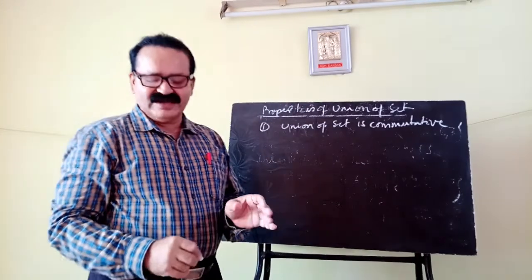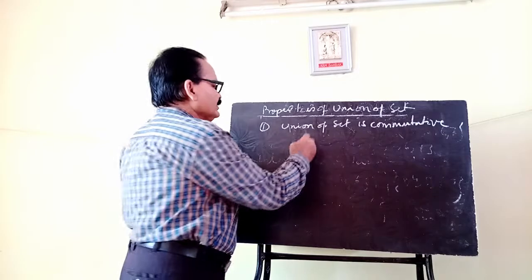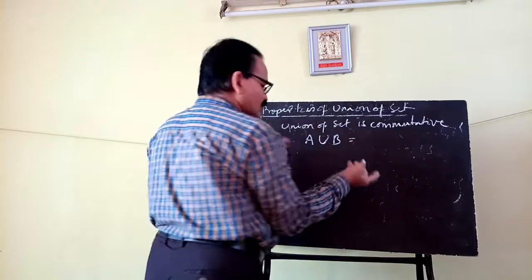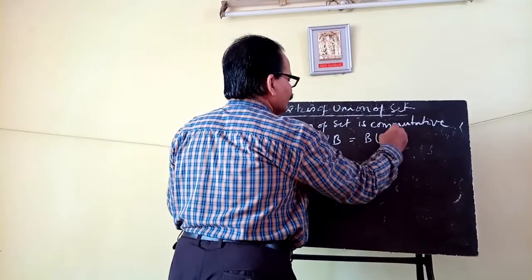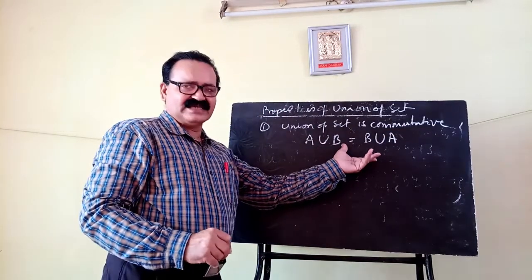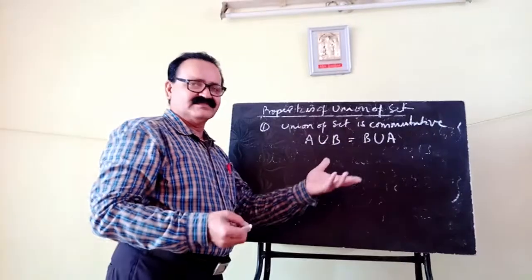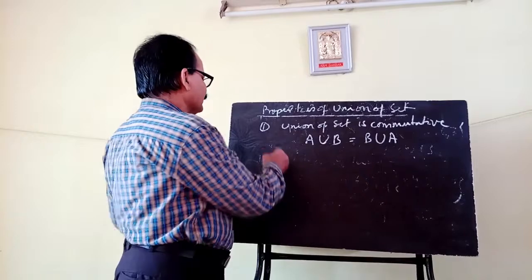That means when you are adding A union B, and if the sequence is reversed, suppose you first write B and then add it with A, both will remain the same. The values of both these sets remain the same. So that means union of sets is commutative.